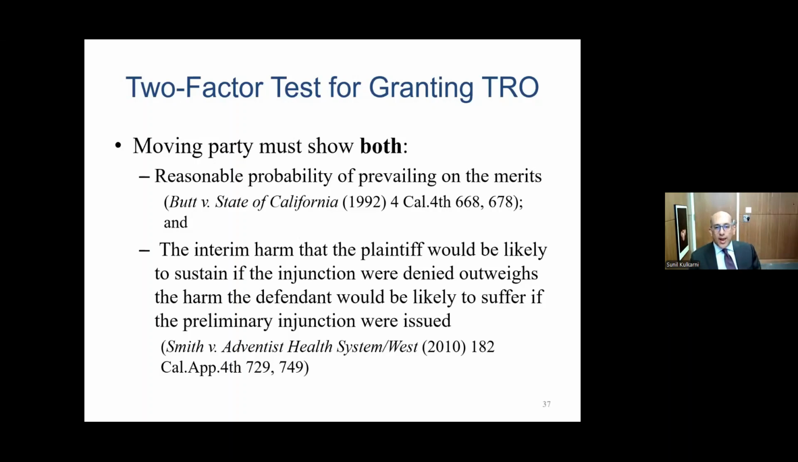The two-factor test for granting a TRO or preliminary injunction. You have a reasonable probability of winning on the merits, and you weigh the equities. You look at the interim harm the plaintiff might sustain if you didn't have an injunction versus the interim harm the defendant might sustain if the injunction were issued, kind of weigh that as a judge, and then go from there. And so you really want to make a good factual showing that A, you're going to win on the merits, but B, sometimes even more importantly, that if you don't get an injunction, the sky will truly fall and the defendant won't matter. And if you're on the other side of it, vice versa.